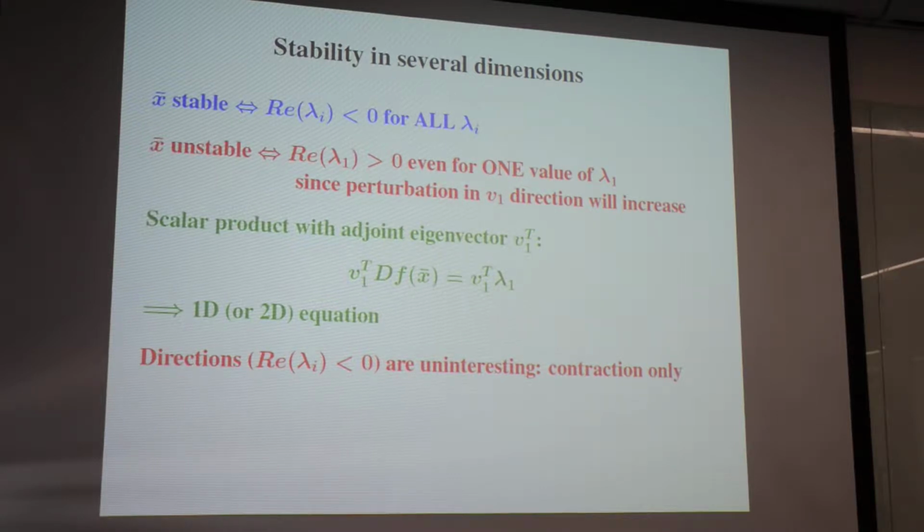Any perturbation can be broken down into the eigenvectors. If one of the eigenvalues is positive, the part of the perturbation corresponding to that eigenvector is going to grow. So to be stable, you have to have all the eigenvalues being negative. And you're going to call a fixed point unstable if even one of them is positive. So that's how you extend the definition of stability from one dimension to multiple dimensions.